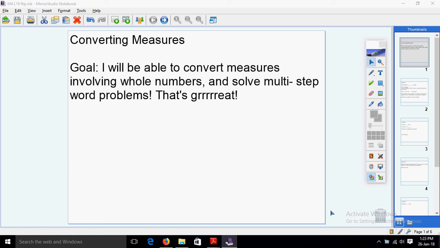All right, here we are. We're on lesson 19, converting measures. Our goal is I will be able to convert measures involving whole numbers and solve multi-step word problems. That's great. All right, let's get into it.